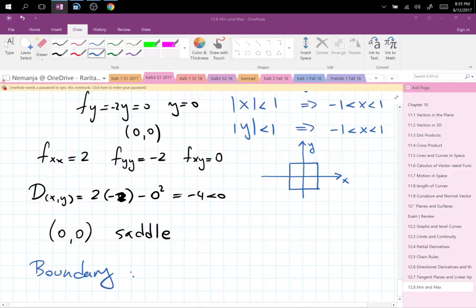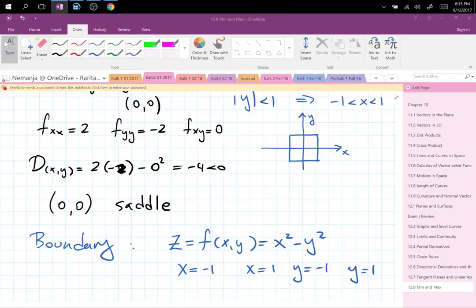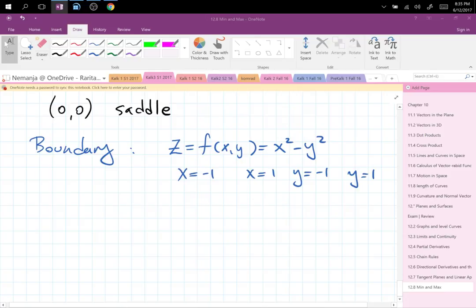So I have z equals f of x, y equals x squared minus y squared. And I have x equals -1, x equals 1, y equals -1, y equals 1. So the first thing I do is I go for x is -1. When I plug in x is -1, the equation becomes z equals (-1) squared minus y squared, which is 1 minus y squared.